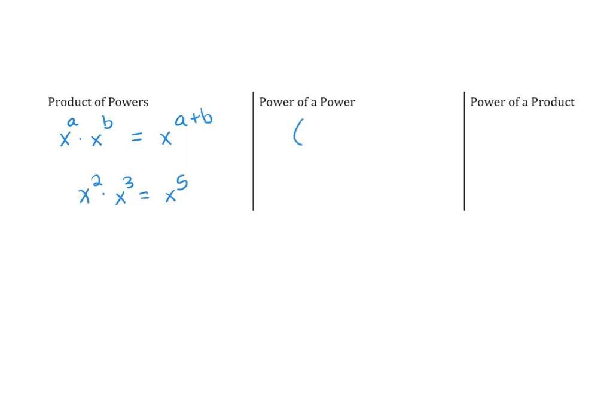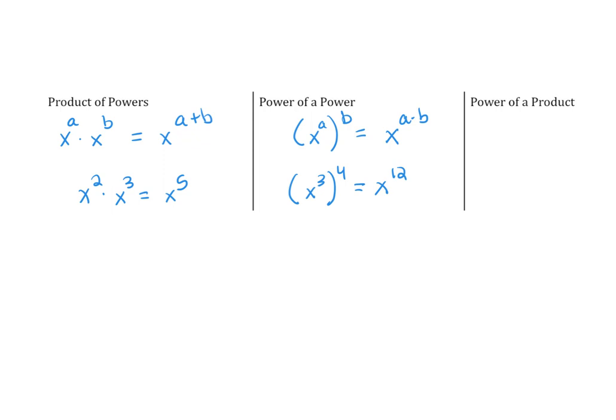Power of a power: if you have x to the a and then raised to the power b, you multiply your exponents, so it becomes x to the a times b. So a numerical example, x to the third to the fourth becomes x to the 12th.